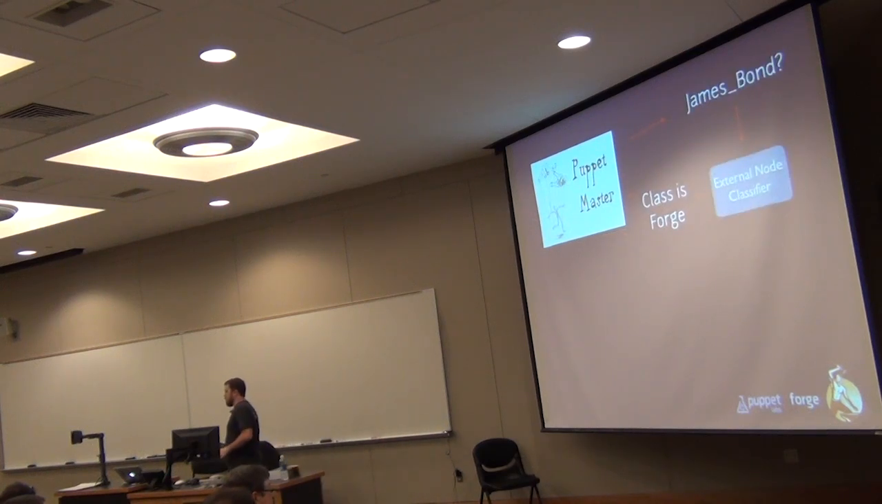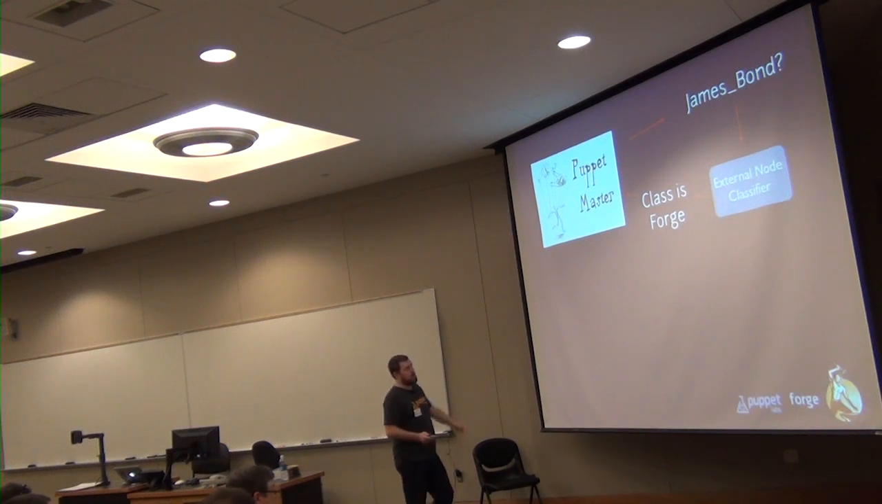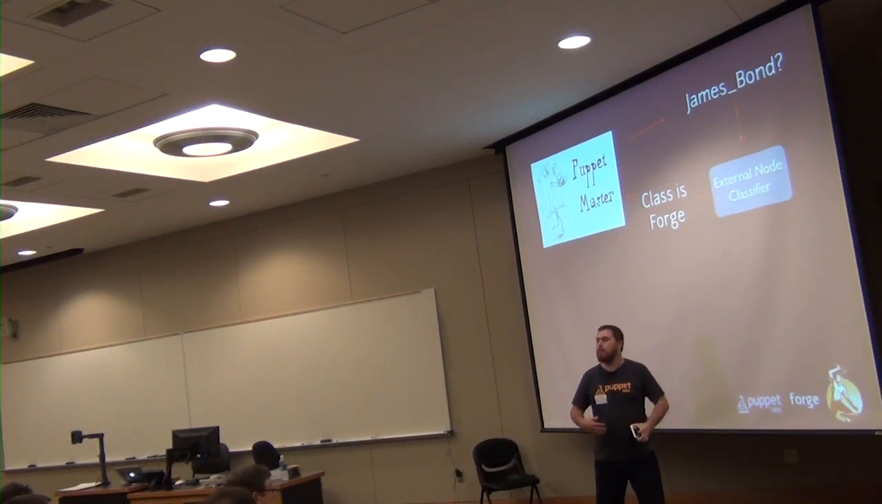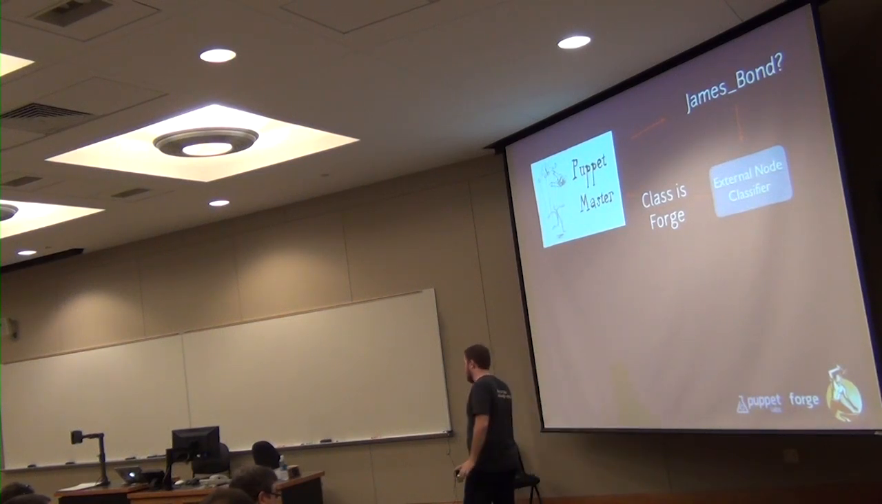So effectively, and I'm glossing over some details here, the Puppet master asks its external node classifier, hey, I've got node James Bond. What classes belong to James Bond? And let's imagine that the answer is just Forge. Obviously, in a real environment, you're going to have many classes that come back in these results, and you're going to be iterating over those classes for this next part of the process.